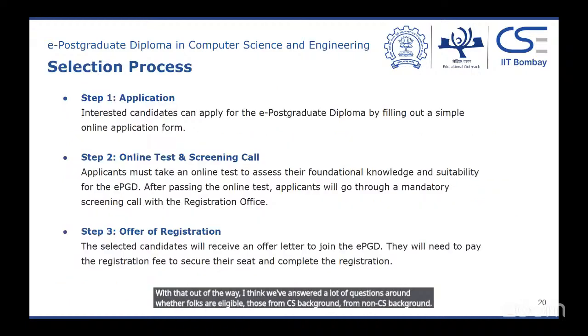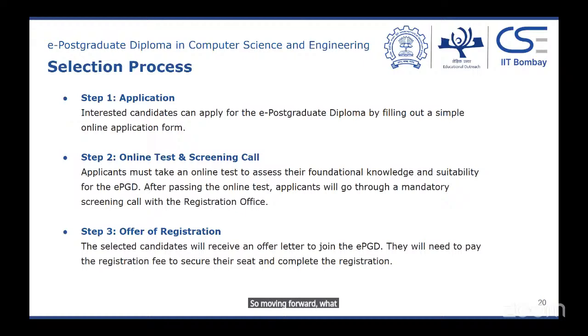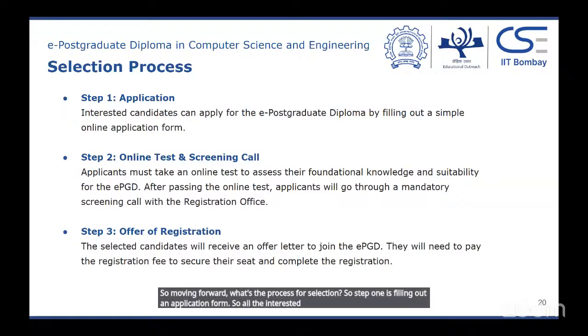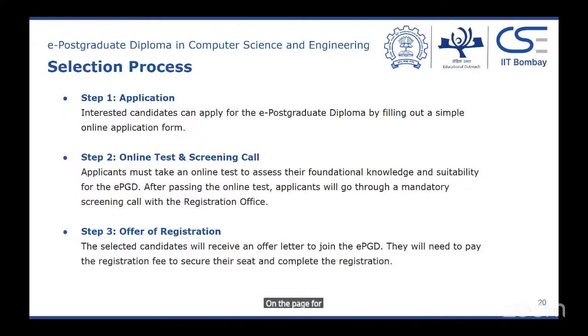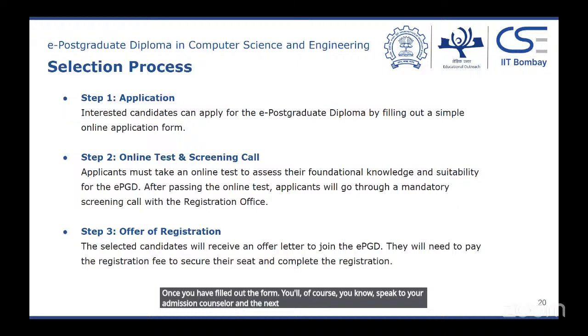So moving forward, what's the process for selection? So step one is filling out an application form. All the interested candidates can apply for this postgraduate diploma by filling out a simple online application form. This application form is available on the Great Learning website on the page for e-Postgraduate Diploma in Computer Science and Engineering. Once you have filled out the form, you'll of course speak to your admission counselor, and the next step is to take an online test.